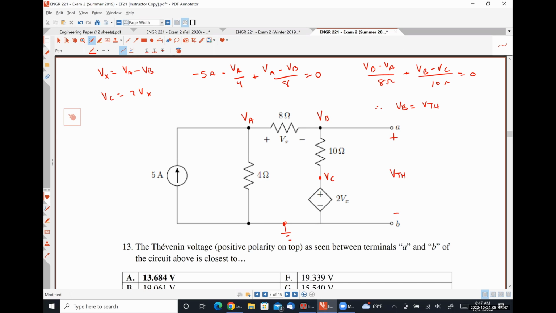Do I need to go through the steps of writing mesh out for that? I would think if people made a mistake on this problem while doing nodal analysis, remembering that that's a node is probably the most common mistake.